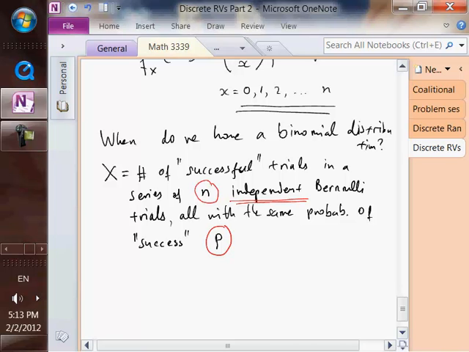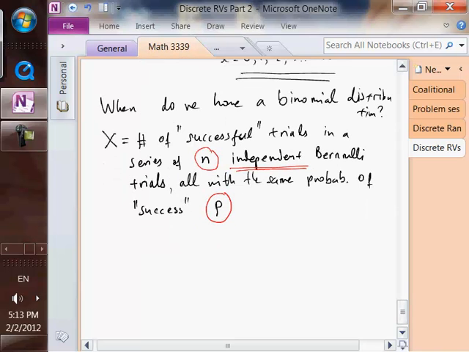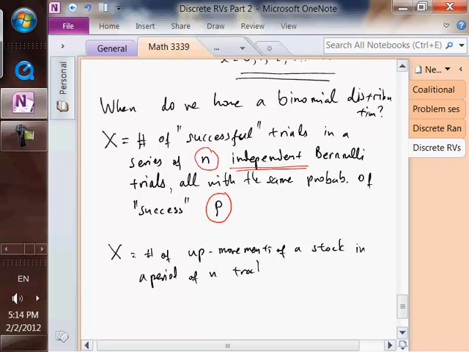So that's another example. A more important example, probably for those who want to look at the stock market: X is the number of up movements of a stock in the stock market in a period of n trades, independent trades.